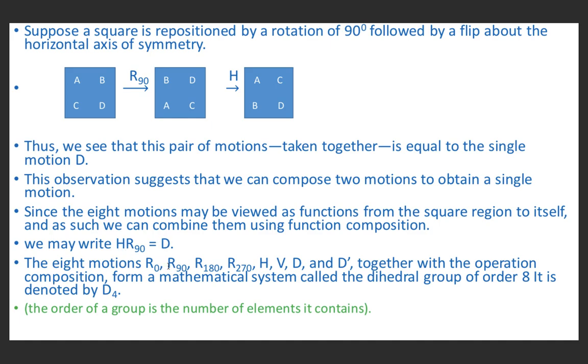So these 8 motions, which we denote by R0, R90, R180, R270, H, V, D and D dash, together with the operation composition form a mathematical system called the dihedral group of order 8, and it is denoted by D4. We know that the order of a group is the number of elements it contains, and this group contains 8 elements. So we say that the order of this group is 8, and we denote it D4 because 4 is the number of sides of the square.